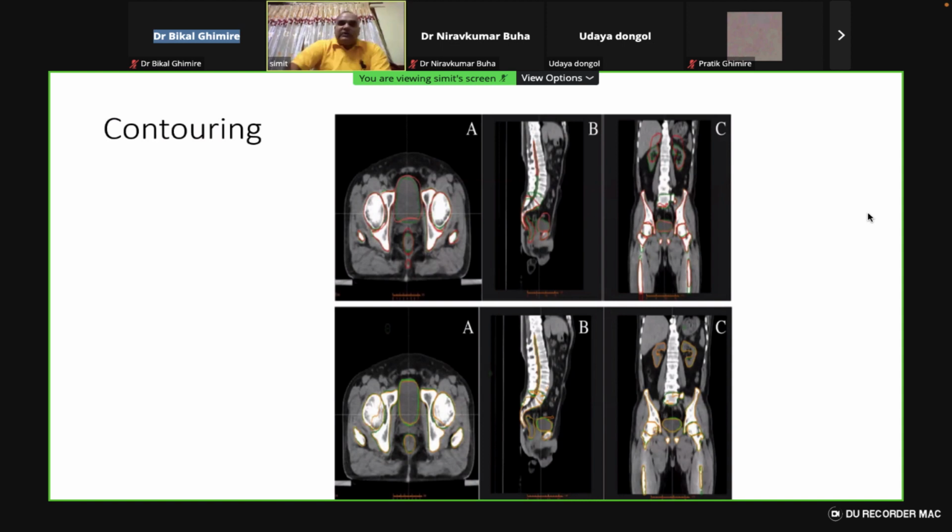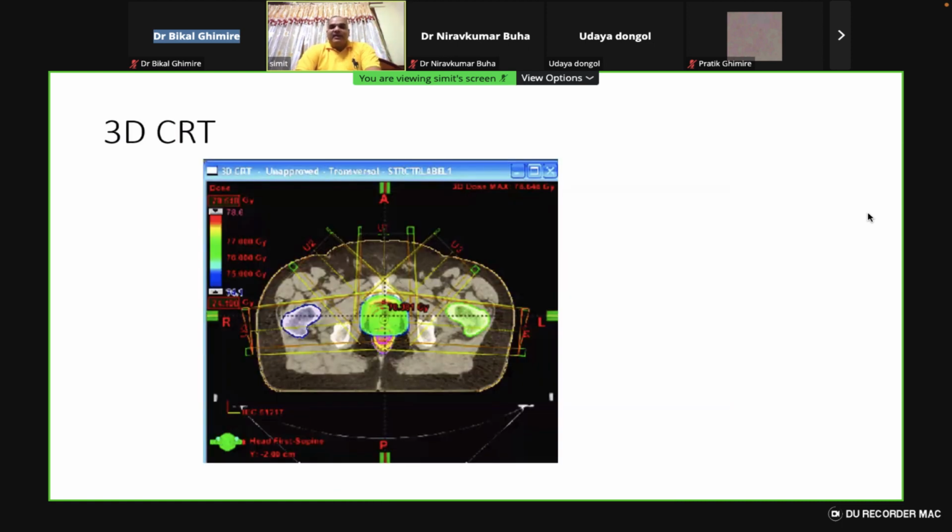In 3D, we contour every organ. This is a case of CA rectum. Here you can see we have contoured the CA rectum, the rectum, the bladder, the femoral head, and the kidney. In this way, we contour every organ. Then we plan, and by that we can know accurately how much the tumor is getting and accurately how much other organs are getting. So in 3D CRT and IMRT, the contouring part is the same. It's actually the planning that's different. This is 3D CRT. Here we use 3 beams, 1 posterior and 2 lateral beams.